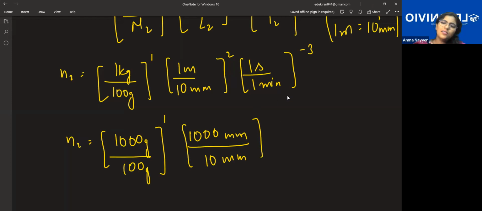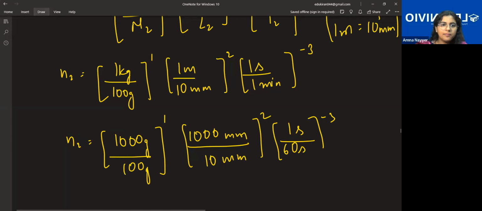Instead of converting seconds into minutes, it's better if we convert minute into seconds, because we have to have the same group of units. Ultimately, you have to find the same group of units, because they have to be cancelled, they have to be divided. So instead of 1 second, it's better if we write this as 60 seconds to the power minus 3. This is power 2. So what all things are getting cancelled? Gram got cancelled, 2 zeros are cancelled. From here, millimeter cancelled, 1 zero cancelled here.